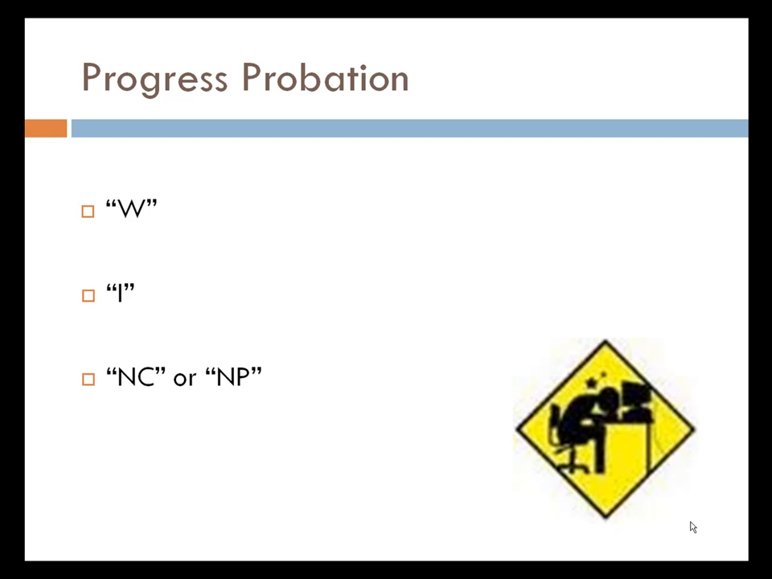If you receive an I or incomplete in a class, remember that you only have 1 year to complete the coursework that the instructor is requiring of you to get a grade. If you do not do so, then your grade will change from an I to the default grade the instructor gave you, which could often be an F. If you receive an NC for no credit or NP for no pass, you did not receive credit for the course, and therefore it does not count towards the 50% needed for progress.